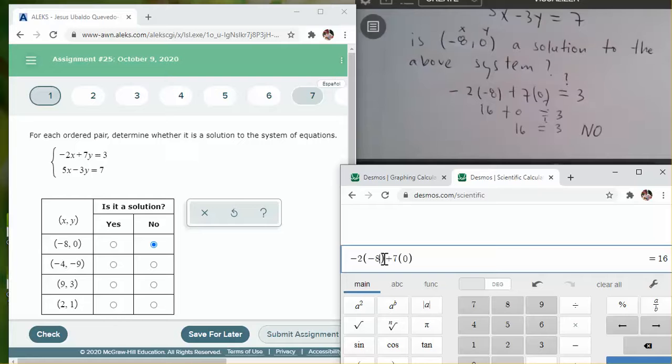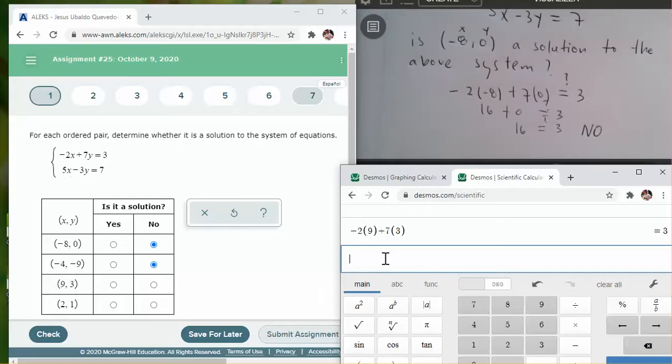The other one is negative 4 for the x and negative 9 for the y. You see that using the calculator is faster? Now I get negative 55 and I should get a 3. So that's another no. Let's see the 9 and 3. So the x is 9 and the y is 3, and the answer is a 3. So it looks like this may be a solution, but it has to satisfy the second equation. So we'll hit enter and see if it satisfies the second equation.